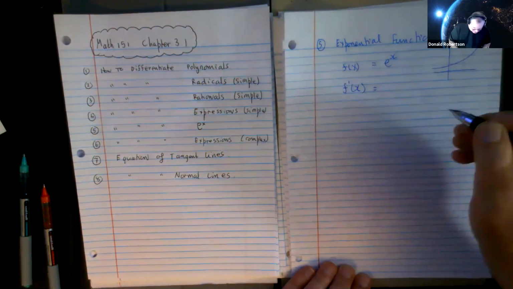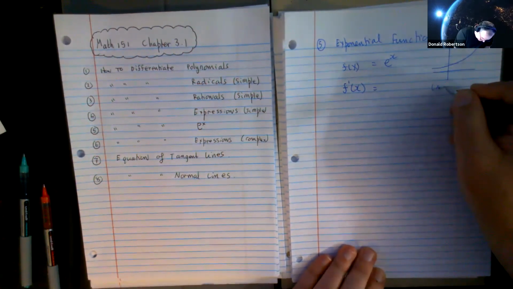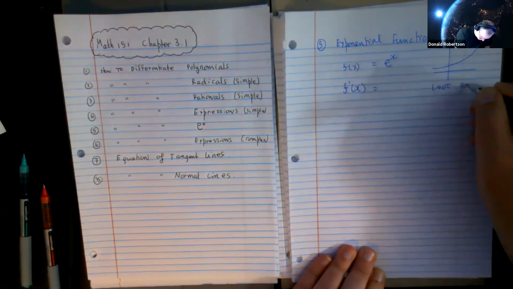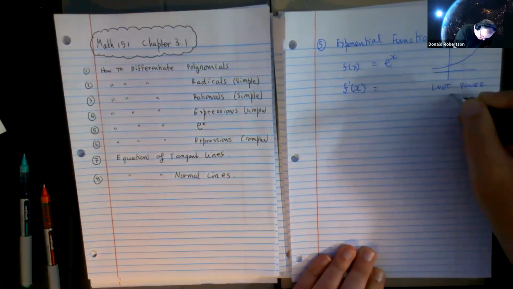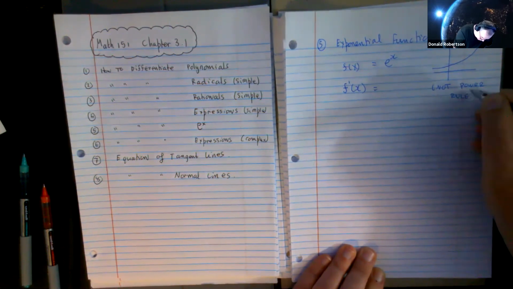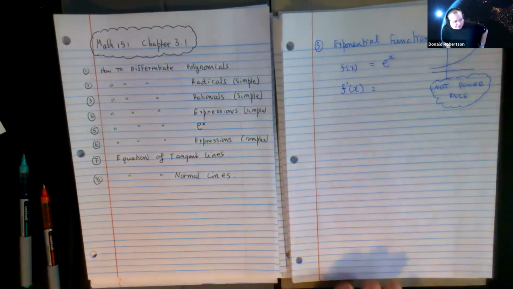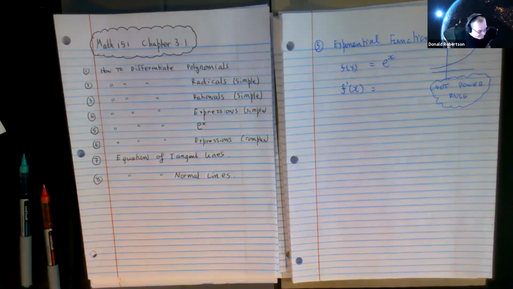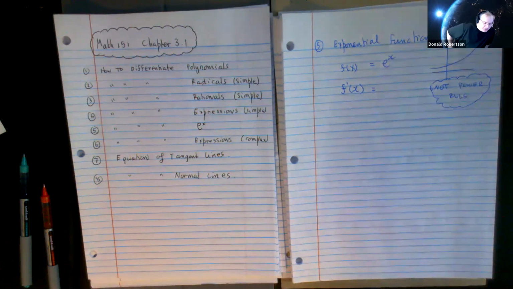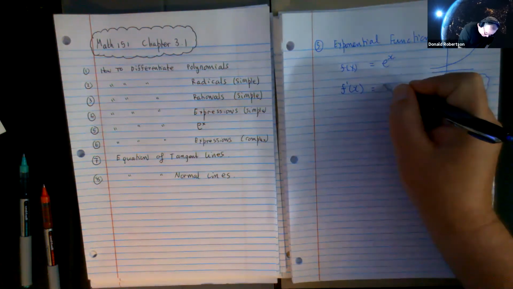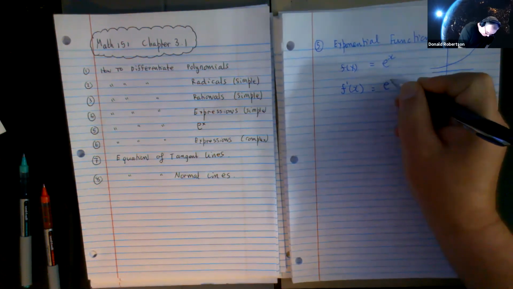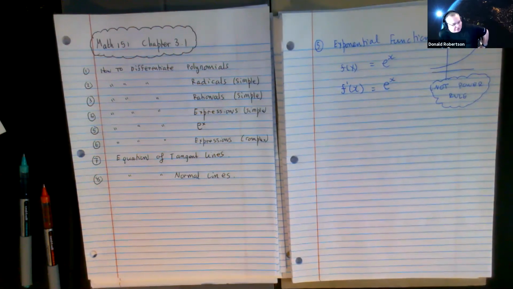This is not, I'll emphasize this, I'll even write it down. It's not the power rule. Don't try and use the power rule, because you'll get an answer, it'll just always be wrong. So we need to know what its derivative is. And the derivative, because I'm telling you, is e to the x. I love e to the x.